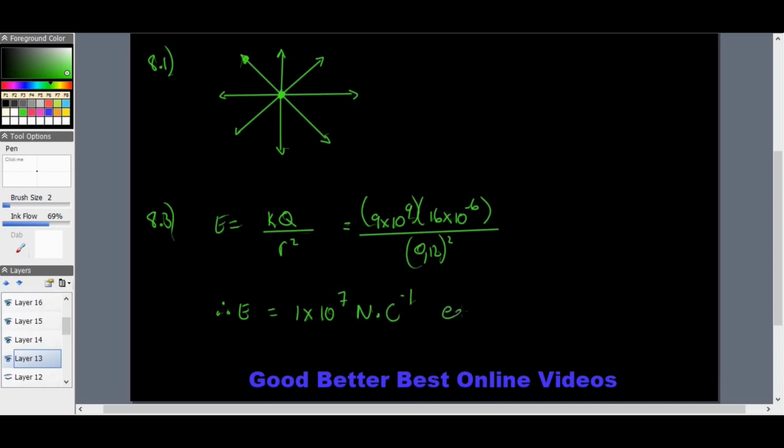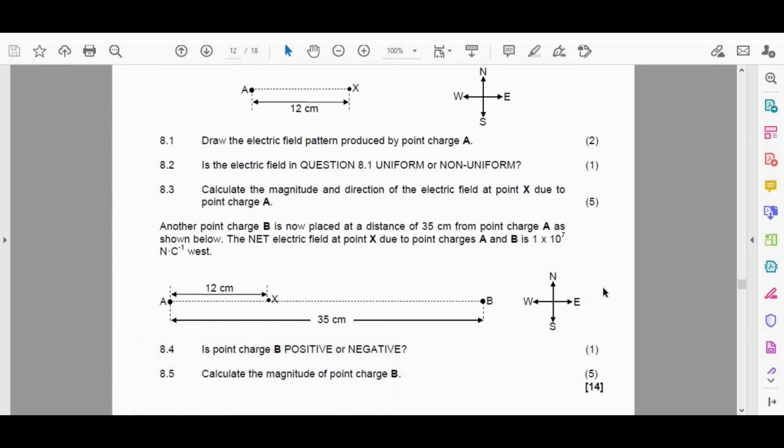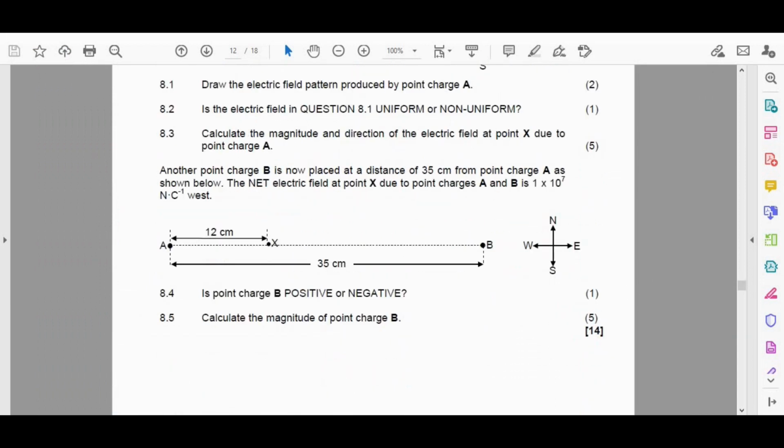That's going to be east. Okay, we add a direction on there. Then let's say another point charge B is now placed at a distance of 35 centimeters from point charge A, as shown. The net electric field at point X due to A and B is 1 times 10 to the 7 newtons per coulomb west, whereas in the previous question we calculated it to be east. So therefore, with this west over here, that should give us the answer to 8.4.